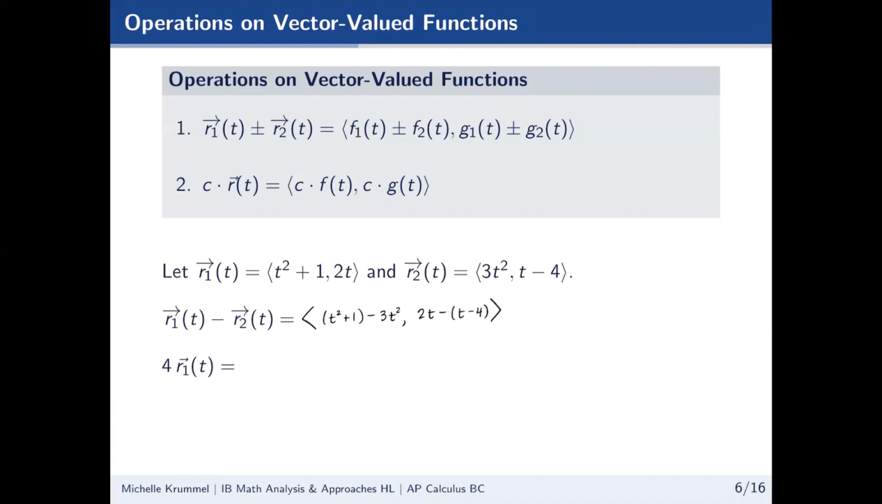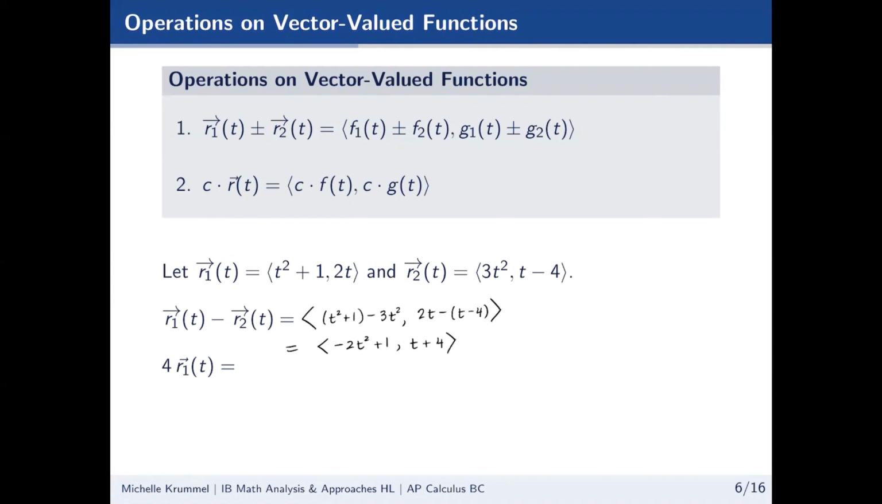Now we can simplify that, and we have an x component, so t squared minus 3t squared is negative 2t squared plus 1. That's our new x component. And then the y component, we have 2t minus t, or just t, and then minus 4, it's going to be plus 4.